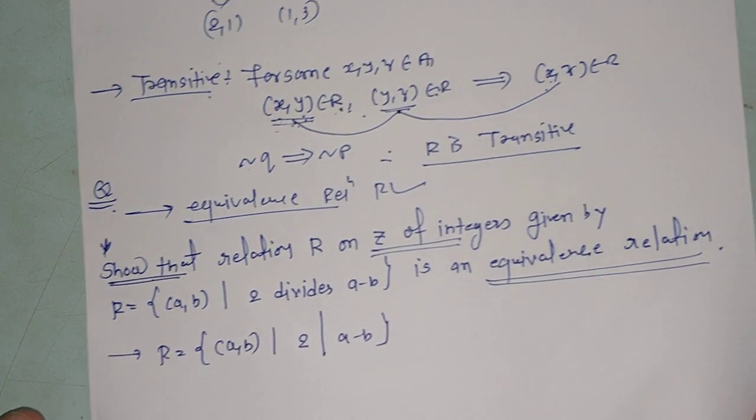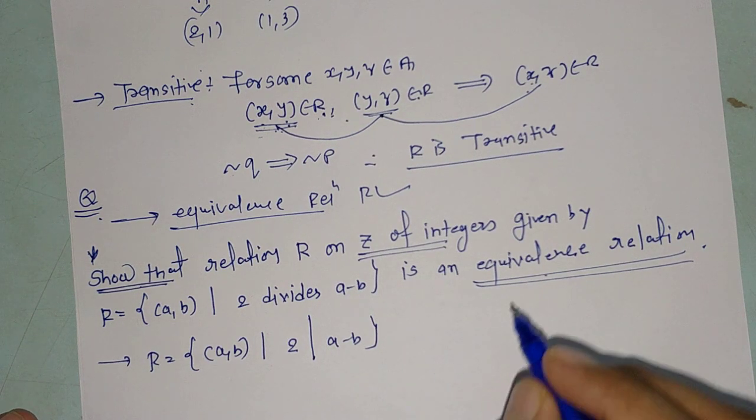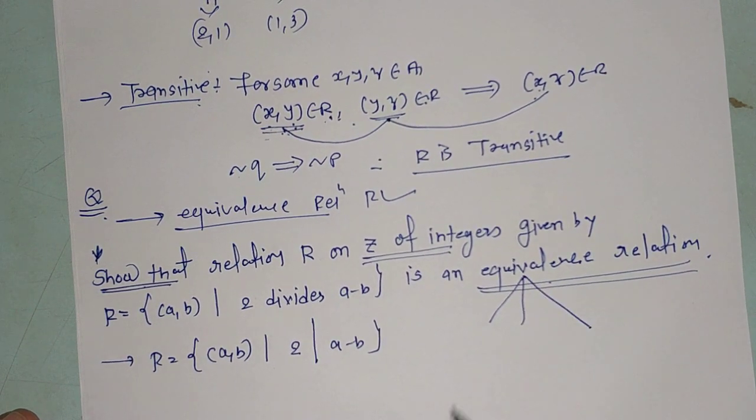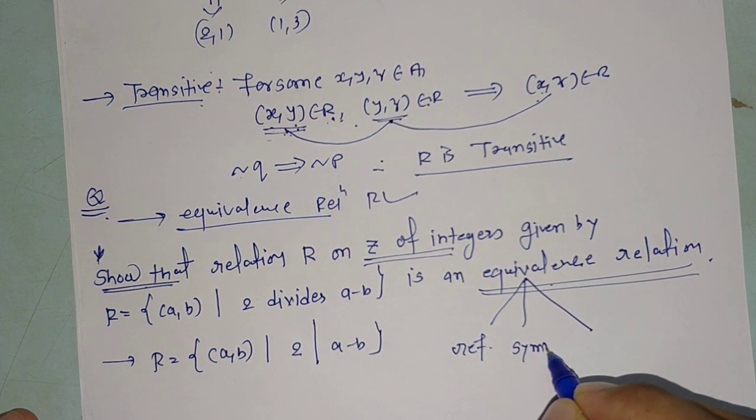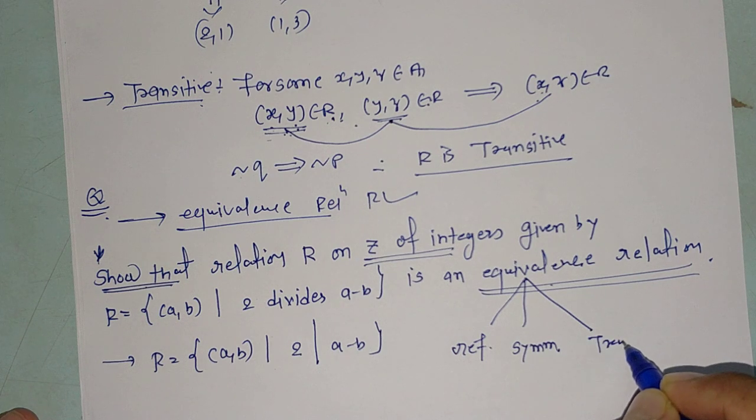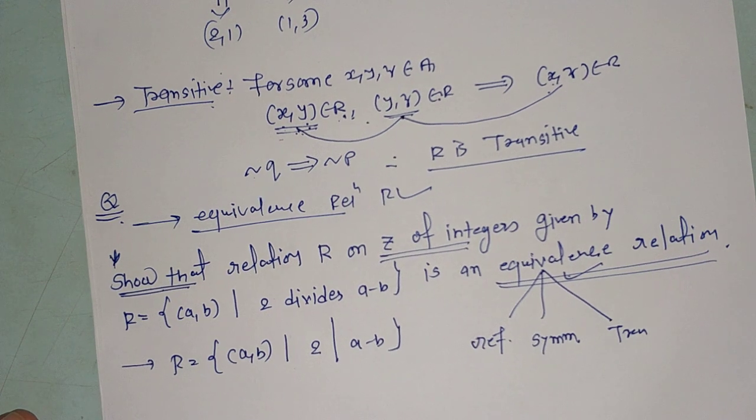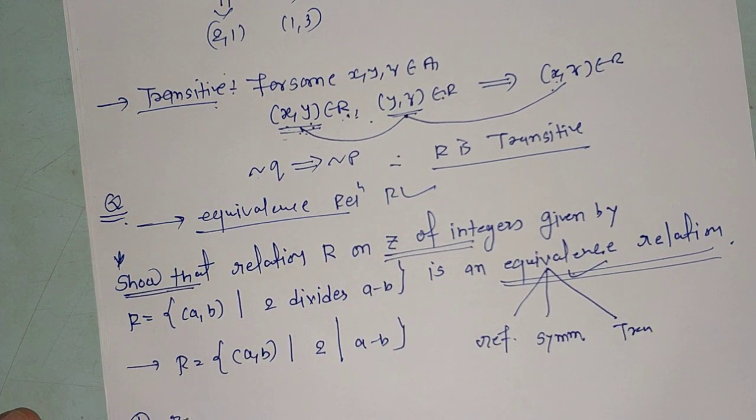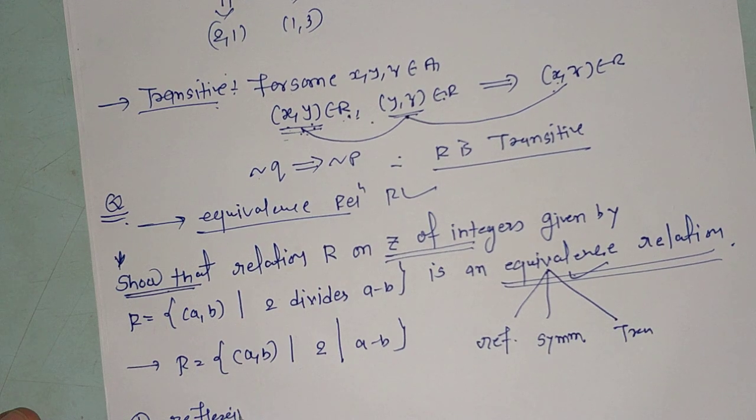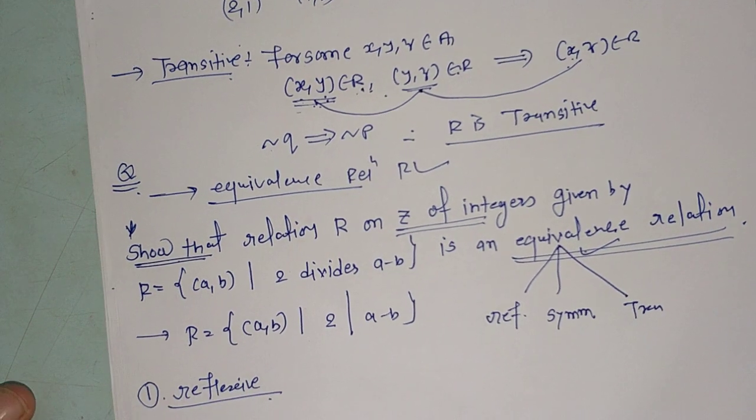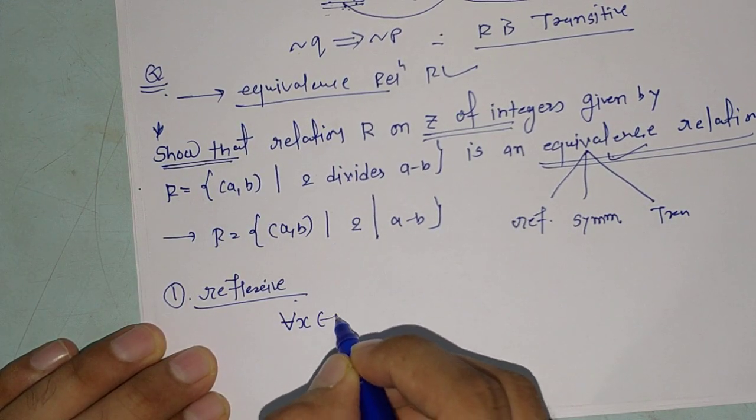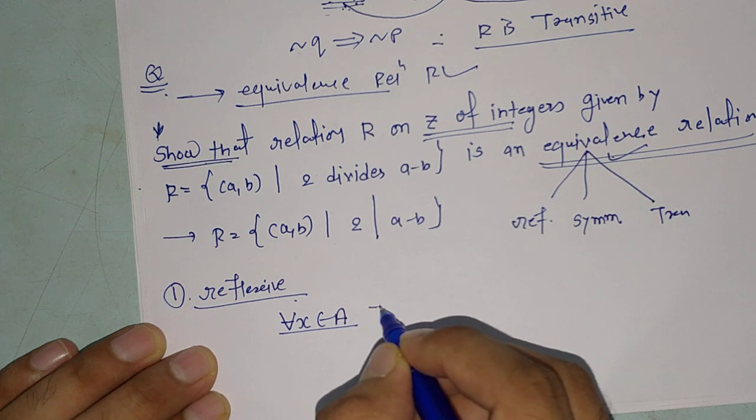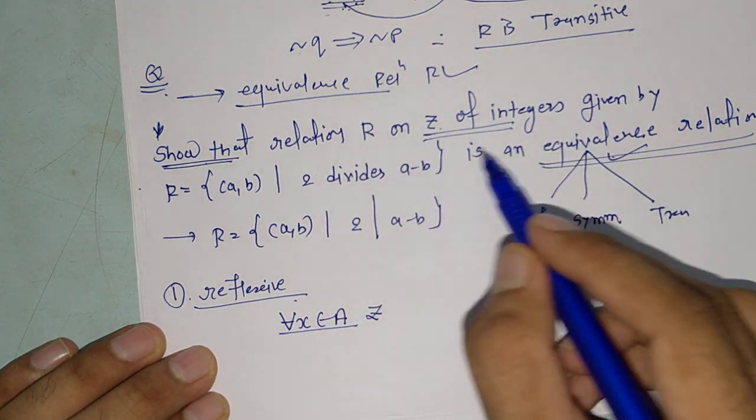Equivalence relation. Okay, so to prove the relation is an equivalence relation, we have to prove three conditions: the relation must be reflexive, the relation must be symmetric, the relation must be transitive, and then I can say that the relation is an equivalence relation. Okay, so first, the reflexive relation. A reflexive relation says that for all x belongs to A, over here A is my Z, the set of integers, is my set.